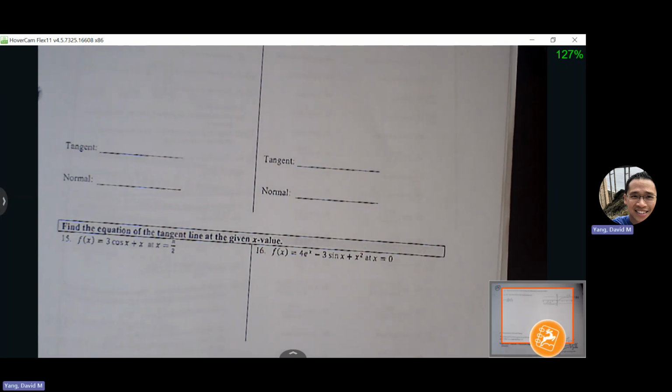So as you guys are working through 15 and 16, for 16, we do need to apply the derivative rule for e to the x that we learned a couple of days ago. So e to the x is just e to the x.